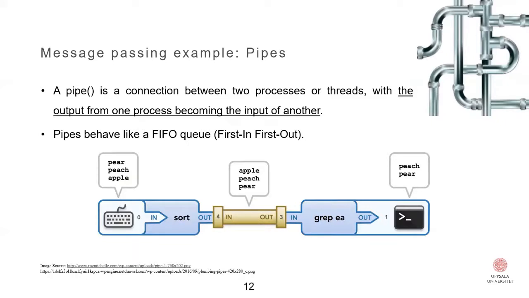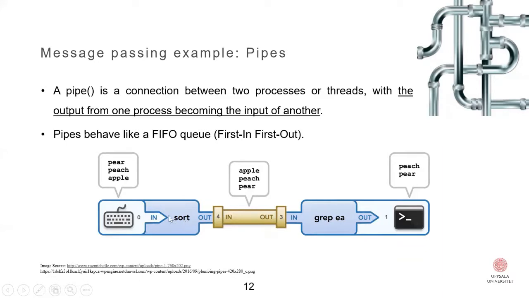So for message passing, there are different methods. One is called pipes, which is used a lot in Unix operating systems. A pipe will be created by calling a function pipe in Unix, and is a kind of connection between two processes or threads. We will talk about threads in the rest of this lecture. It's a connection in a way that the output from one process becomes the input to the other one. So here you see two processes.